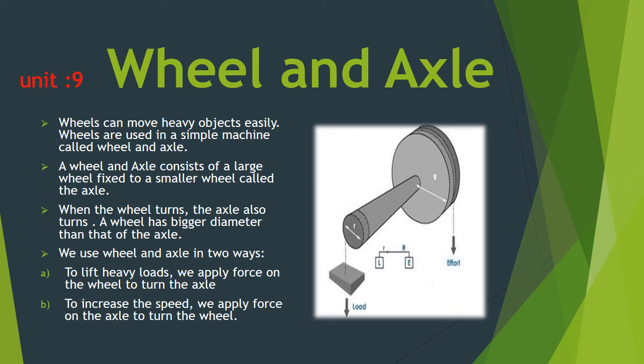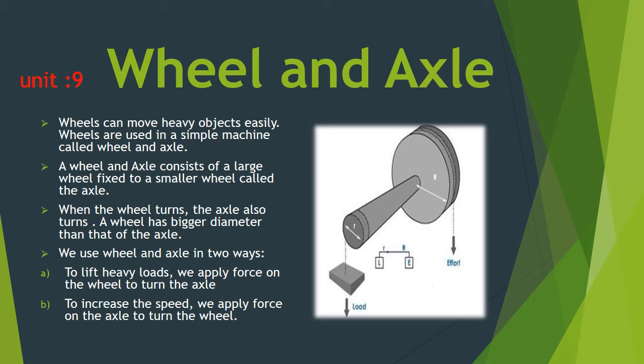So the first simple machine that I am going to discuss is the wheel and axle. Here in this picture you can see a wheel and axle. Now I will explain its working. Wheels can move heavy objects easily. Wheels are used in a simple machine called wheel and axle. A wheel and axle consists of a large wheel fixed with a smaller wheel called the axle. So basically they are saying that wheels help to move heavy objects from one place to another, and wheels are used in a simple machine that is known as wheel and axle.